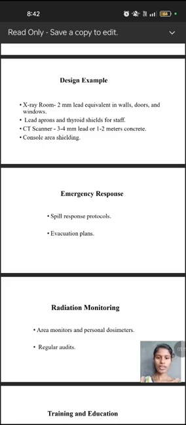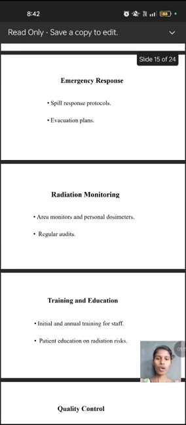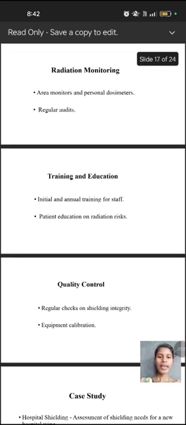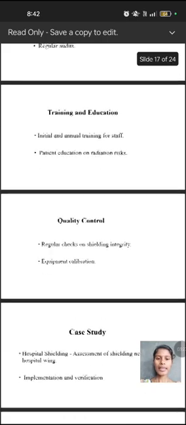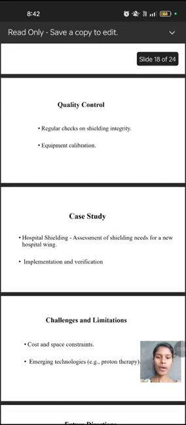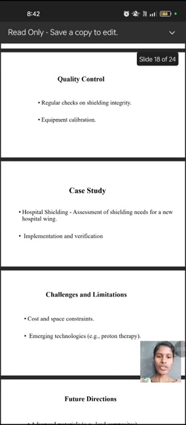Console areas are shielded. Emergency response or spill response protocols and evacuation plans. Radiation monitoring is based on area monitors and personal dosimeters. Regular audits are used for radiation monitoring. Training and education: initial and annual training for staff is necessary. Patient education on radiation risks is also provided. Then quality control: regular checks on shield integrity and equipment calibration.